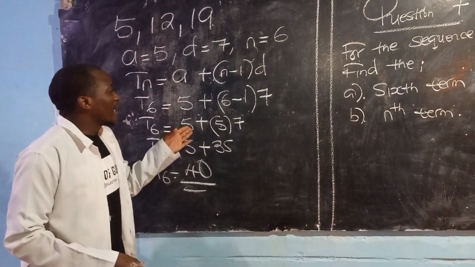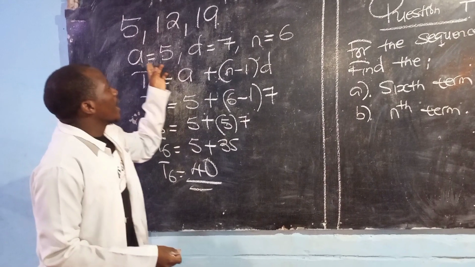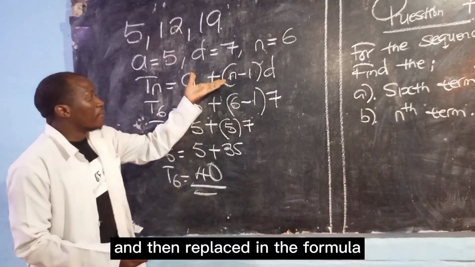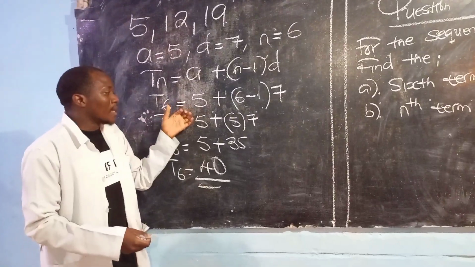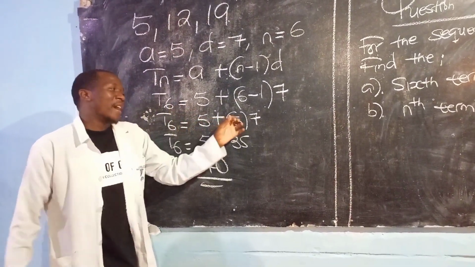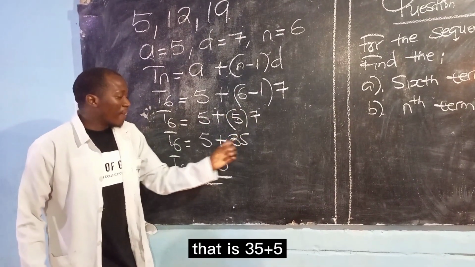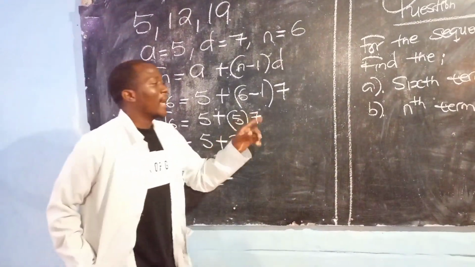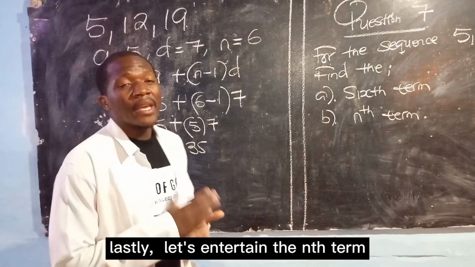So most importantly, it's about the numbers that should be achieved and then replaced in the formula. Then you follow it closely. You say 5 plus, then 59 times 7, plus 5 will result in the 60th term. Lastly, let's entertain the nth term.